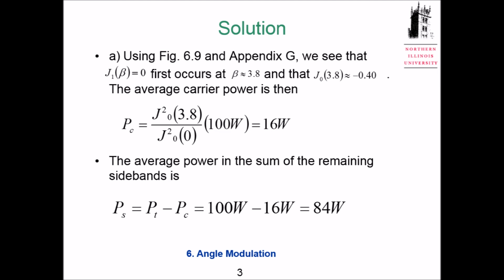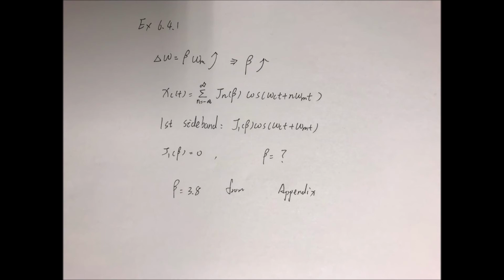So we know beta is 3.8 from the appendix, from the curve. Beta equal to 3.8. All the sentences in this red circle tell us my modulation index beta equals 3.8. Maybe it's a little confusing, but I just have to tell you, my beta is 3.8.